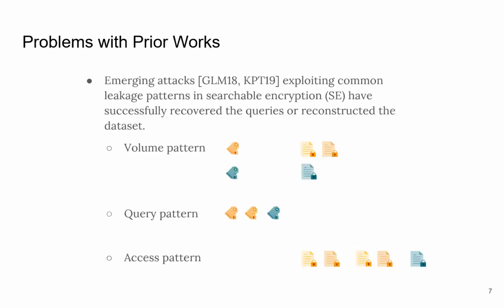I will briefly describe what those common SE leakage patterns are. First, the volume pattern. The adversary can glean information, for example, the number of matched encrypted files, by observing the transcript size. In this illustration, the orange query has 2 matched orange files, while the blue query only has 1 matched file. Next, the query pattern. It implies whether the queries are repeated. In this case, the orange query has been made twice, and the blue query has been made once. Finally, the access pattern. It reveals which encrypted files the client has accessed on the server.